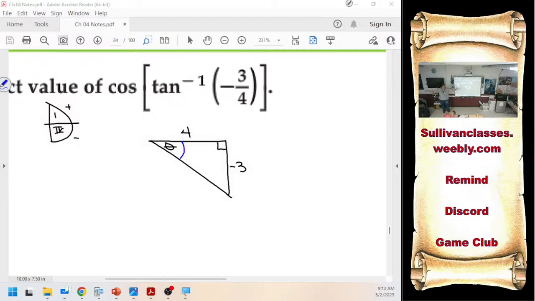It's going to be some decimal. But now I say go find the cosine of that angle. What is cosine? Adjacent and hypotenuse. So I'm missing the hypotenuse. I can do the Pythagorean theorem or recognize a Pythagorean triple. 5. So now if I do the arctangent of this, I'll get theta. Go find the cosine of theta. Adjacent over hypotenuse. 4/5.